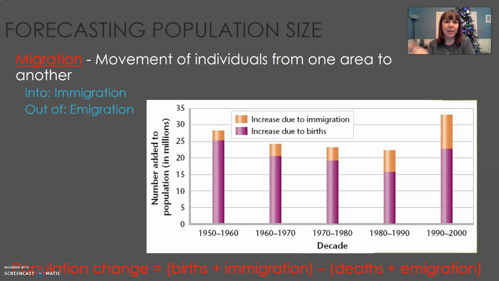So if we look at the United States population, we might be below replacement level on our fertility rate, but we have a lot of people moving into the country, so our population is still increasing. When we look at population change, remember we look at how many people are added to the population, either by birth or by moving in. And then we take out how many people are removed from the population, either by dying or by moving out of the country.